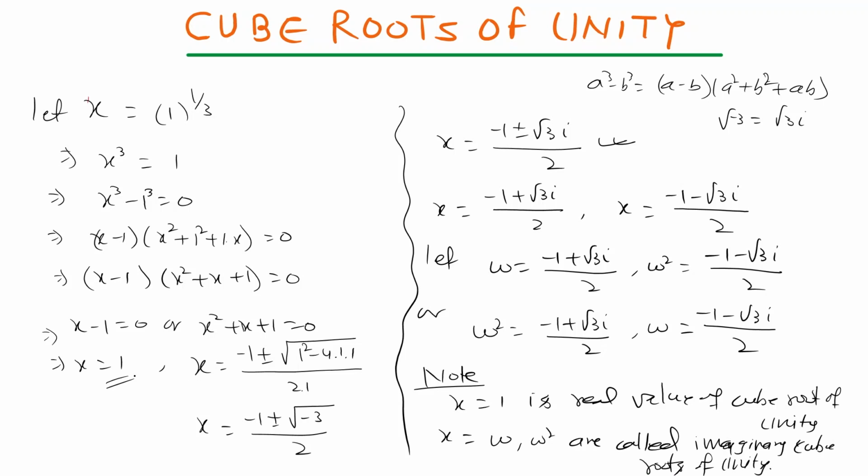So there are three values of x. First is x equal to 1, which is called the real solution. x equal to minus 1 plus root 3 iota by 2 is called an imaginary solution, and the third one, minus 1 minus root 3 iota by 2, is also called an imaginary solution. So omega and omega square are called imaginary solutions, where x equal to 1 is called the real solution of cube root of unity.